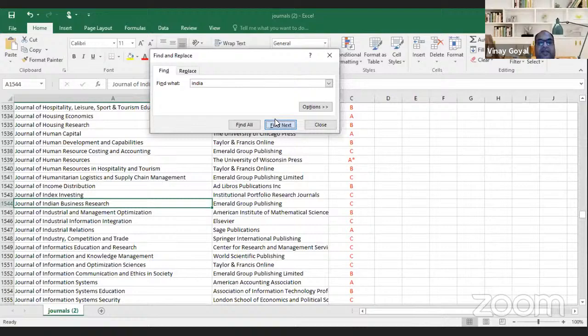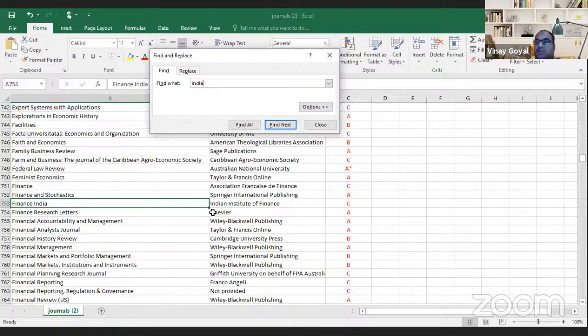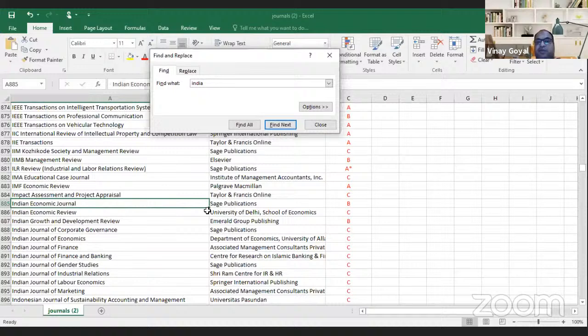another journal, it is Indiana University Press. Here you can see Finance India. You must have heard about this journal. There are a lot of LinkedIn articles or various type of stuff which comes, which we call Finance India, Indian Institute of Finance. Then we have another journal, let me find another one, right? Finance India, Indian Institute, here Indian Economic Journal, Sage Publication.